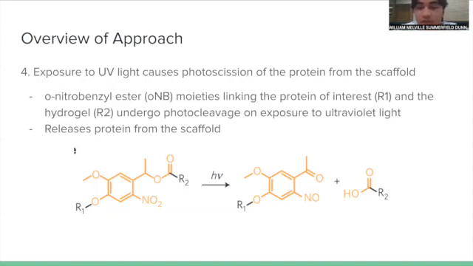So exposure to UV light causes photoscission of the protein from the scaffold, specifically the O-nitrobenzyl ester moieties, linking the protein of interest, which is R1 in the picture, and the hydrogel, which is R2 in the picture, and these undergo photocleavage upon exposure to ultraviolet light. This releases the protein from the scaffold.